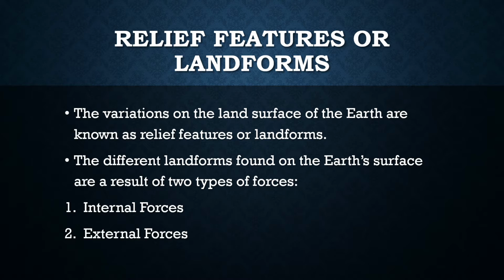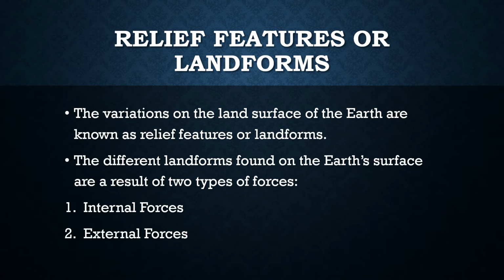When we look at the Earth, the surface doesn't look smooth, it's not uniform. The surface of our Earth differs from place to place. At some places, there are mountains, hills, valleys, gorges, and many more. So, we can say that the Earth's surface is not the same everywhere. This variation on the land surface of the Earth is known as relief features or landforms.